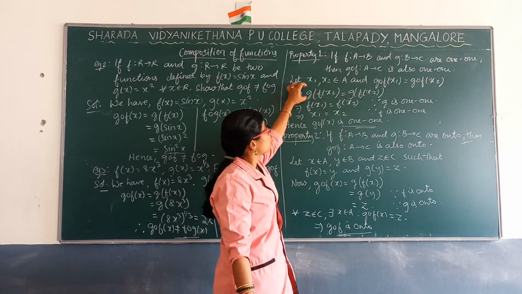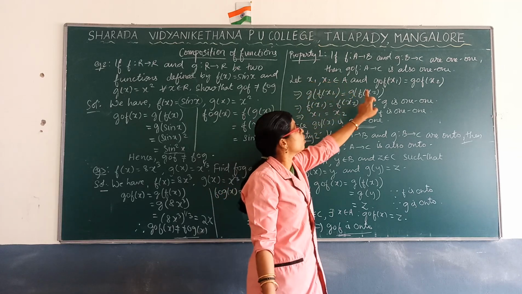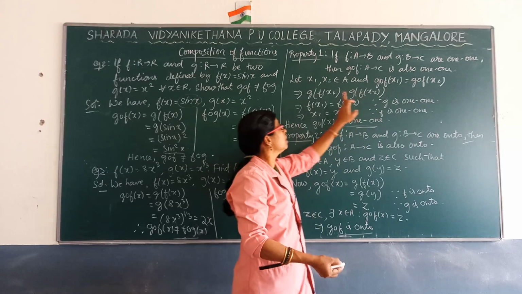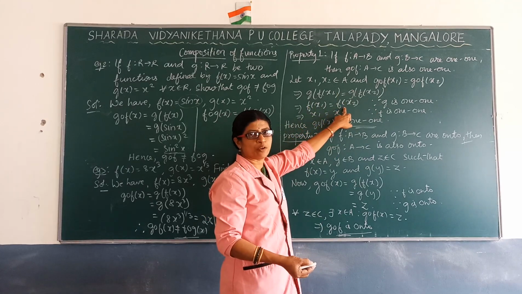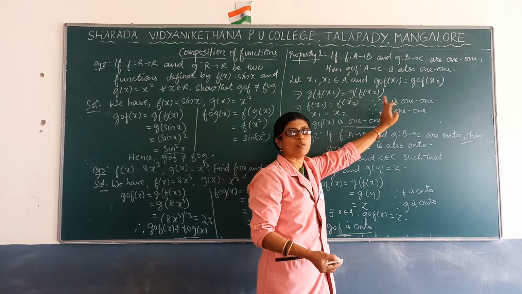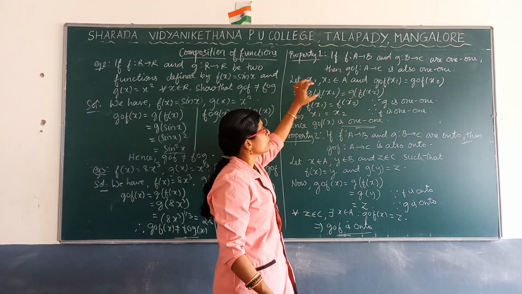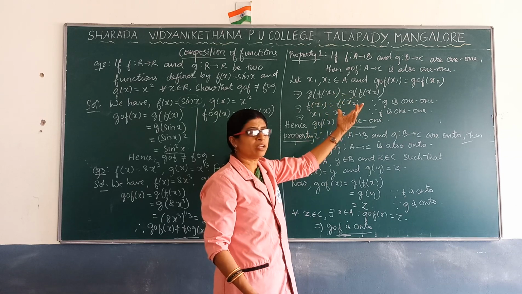So if g of f of x1 is equal to g of f of x2 and g is 1-1, what does it mean? f of x1 is equal to f of x2. Just write the reason there. What is the reason here? g is 1-1. Now, what about the function f? It is also 1-1, right?